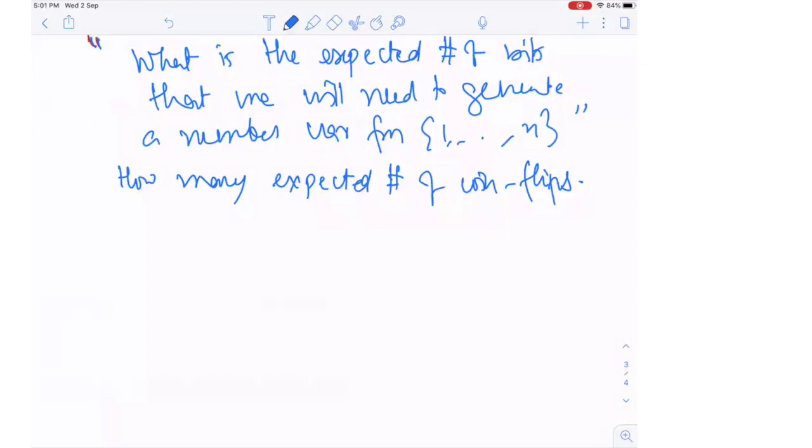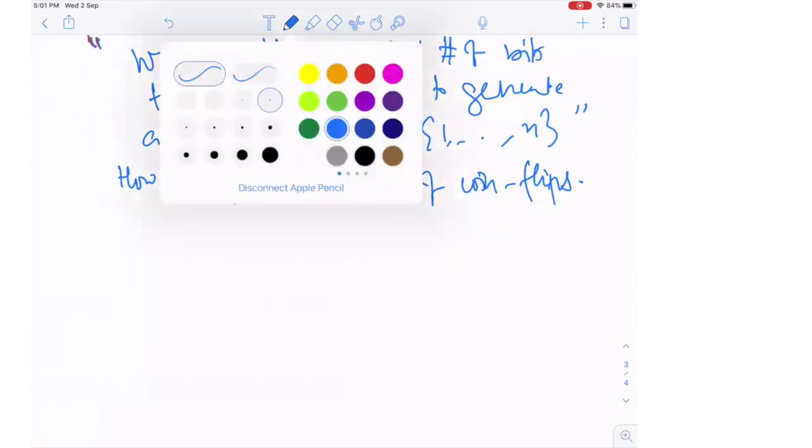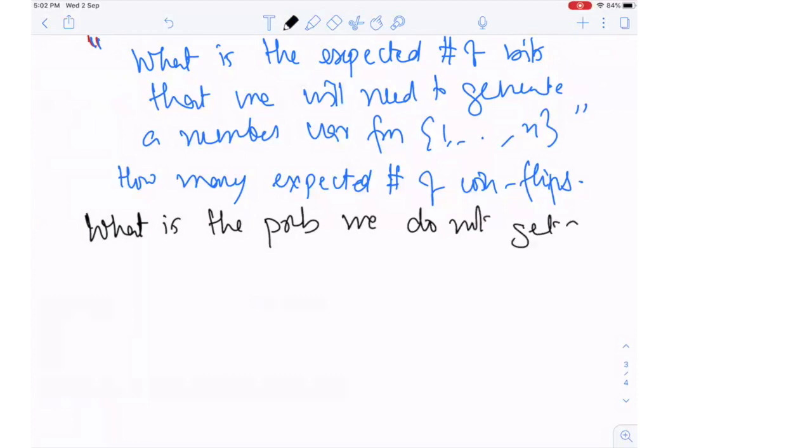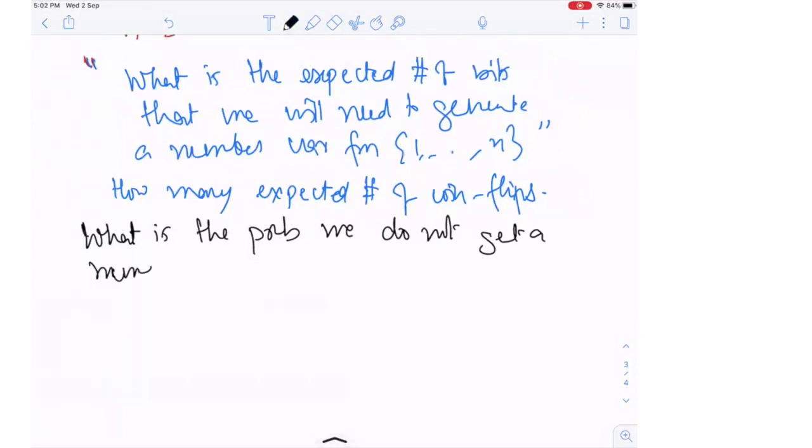And this is where something interesting happens. Let's ask ourselves, why will I fail in the first round? What is the probability that we fail in the first round? What is the probability we do not get a number in 1 to n in the first loop?